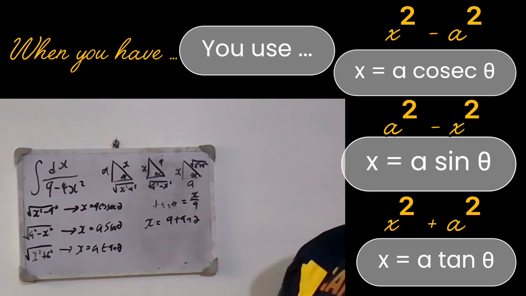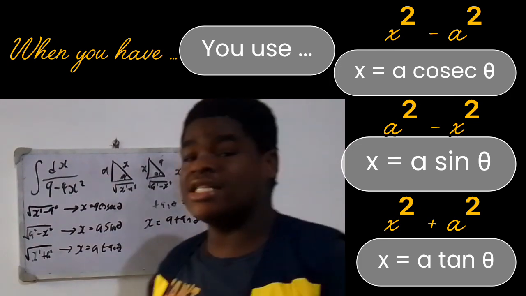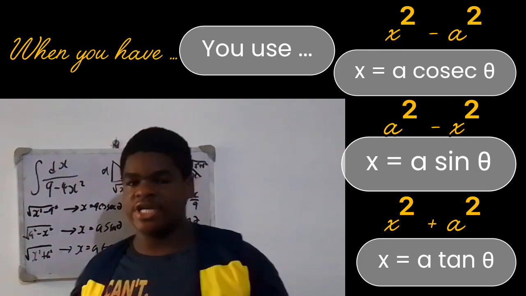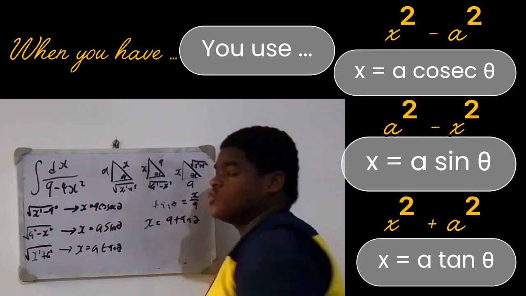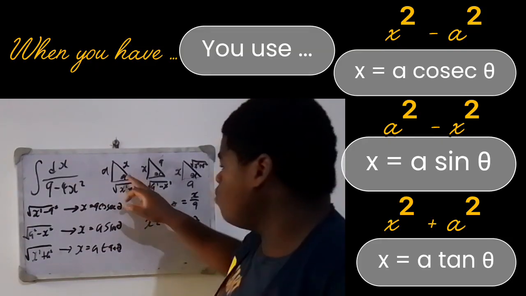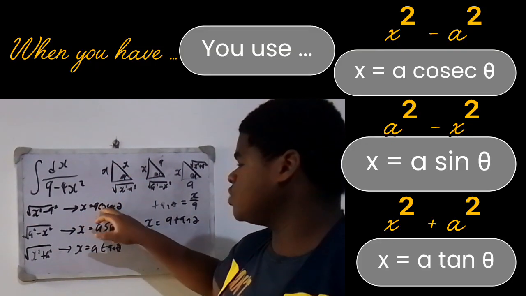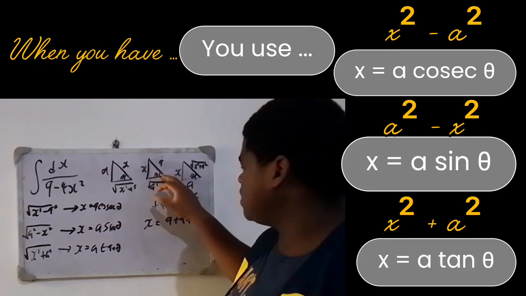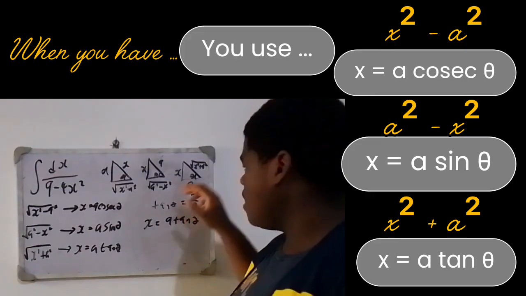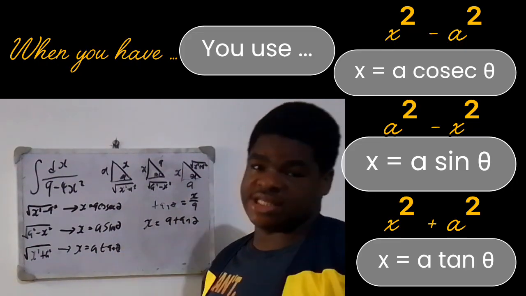Now as always, you should know that all these things come in pairs. Tangent is related to cotangent. Sine is related to cosine. And cosec is related to secant. So as always, when you move this theta from here to this side, what you get here is x is equal to a sec theta. By the time you move this theta to this side, what you get here is x is equal to a cos theta. By the time you move theta from here to this side, what you're going to get is x is equal to a cotangent theta.